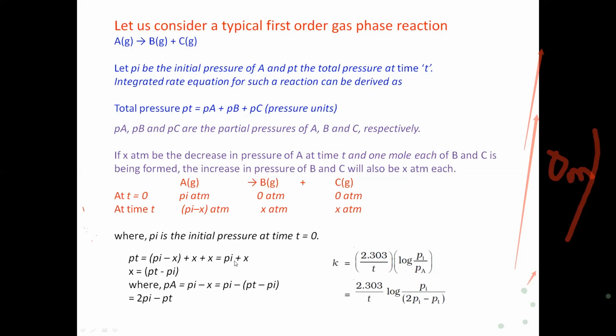Now after solving this you will get P total equals pi plus x, and from this expression, what value of x do you get? That is P total minus pi. Now in P total minus pi, what do you have to do? The partial pressure of A is pi minus x, so substitute the value of x. The final value will become pi minus (P total minus pi). So it will become 2 pi minus P total.